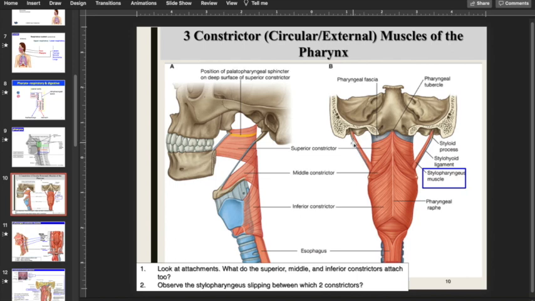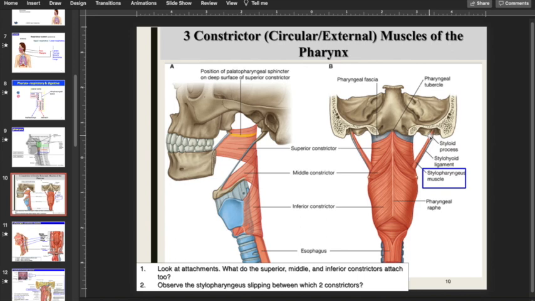Let's see, I think I'll only get one of them in this picture, but we have other pictures. So you can see some muscles coming down from the skull, and then they blend in. These fibers come in and blend with the constrictor muscles. The one coming from the styloid process is called the stylopharyngeus muscle. That's right. What other muscle have you learned about coming from the styloid process?